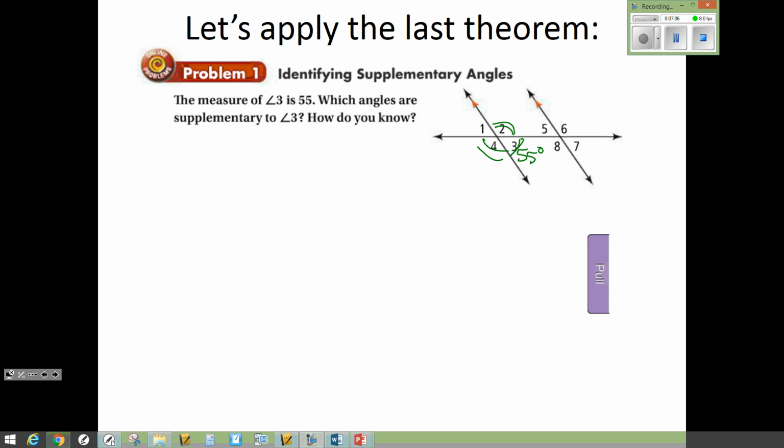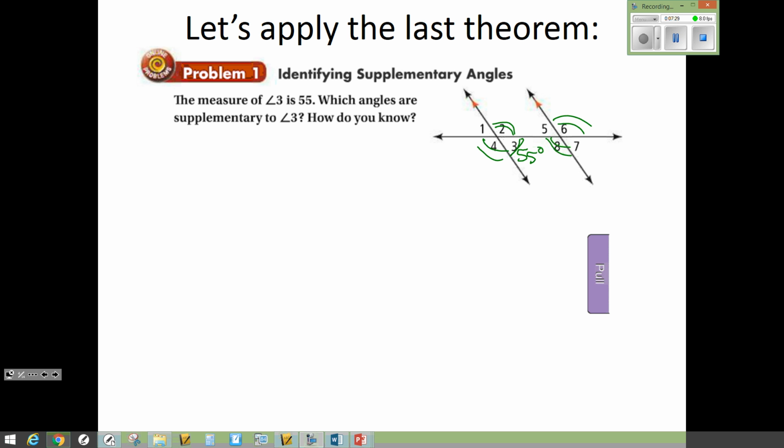Okay, what's another one? Well, before we get to 6, what's the other one? Because we need to know something else first, right? 8. If 8 is supplementary, how do we know 8 is supplementary to angle 3? Somebody else tell me. Charlie? They are same side interior angles. So they also said 6 was. I want somebody else to tell me why is 6 supplementary to angle 3?